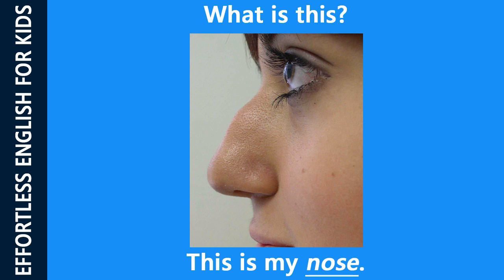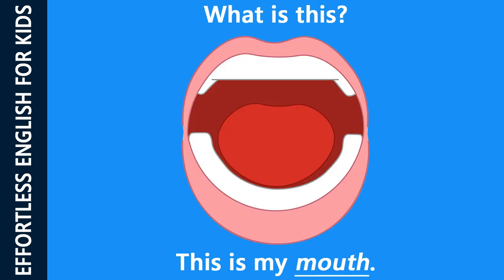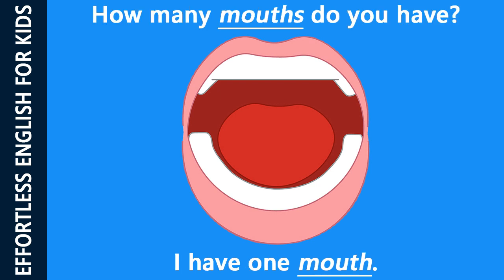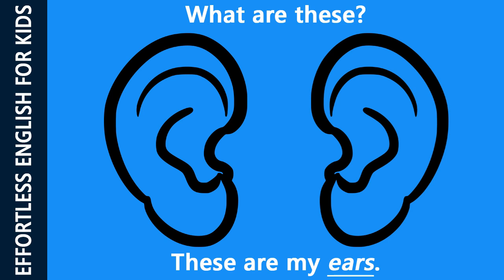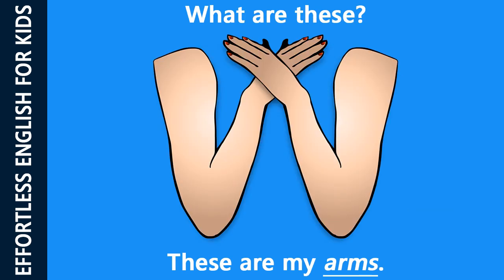What is this? This is my nose. How many noses do you have? I have one nose. What is this? This is my mouth. How many mouths do you have? I have one mouth. What are these? These are my ears. How many ears do you have? I have two ears.